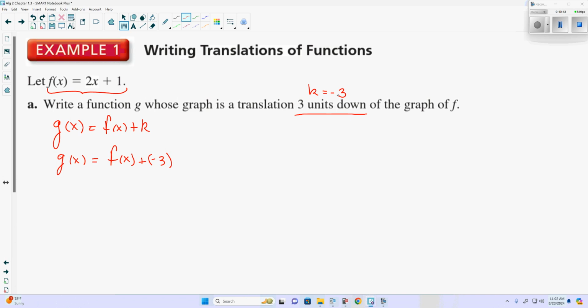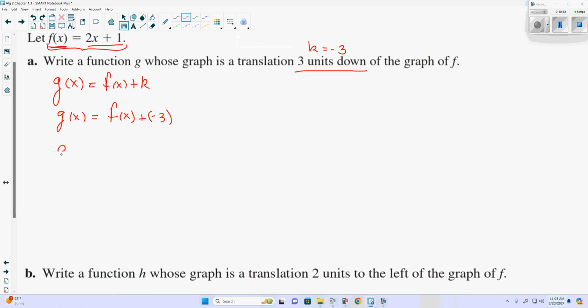Now the only thing we have left is to actually get the functions. We've replaced the k, but what is our f of x? What is the equation for f of x? Well, it gave it to us up here, yes? Because f of x is what? 2x plus 1. So to get what g of x is, the next thing we need to do is replace f of x with its function, which would be 2x plus 1 plus negative 3.